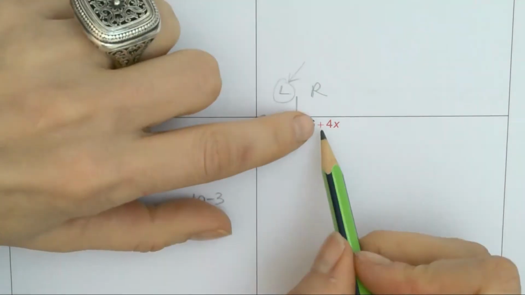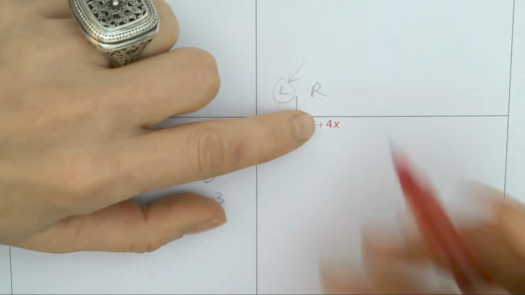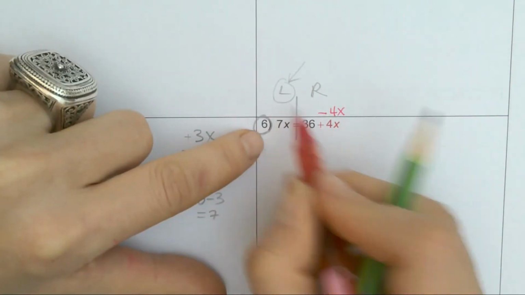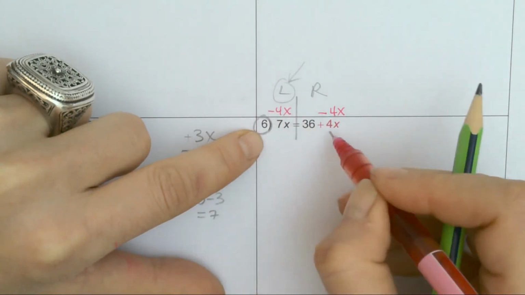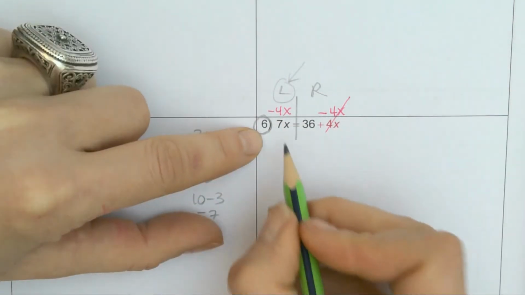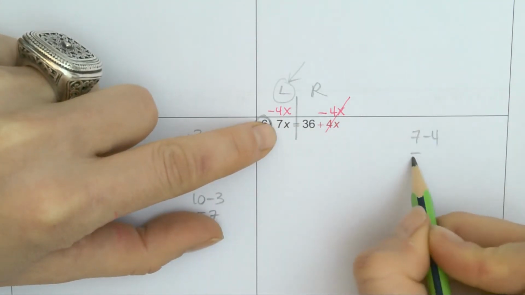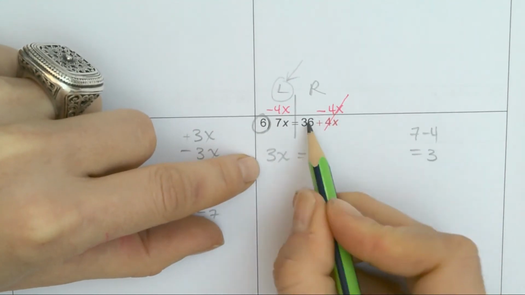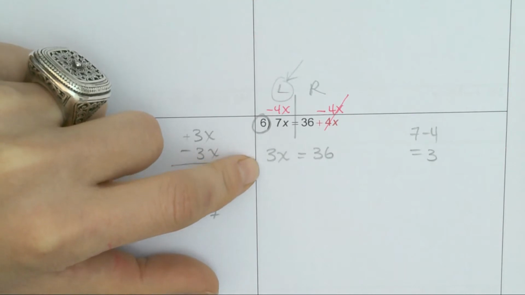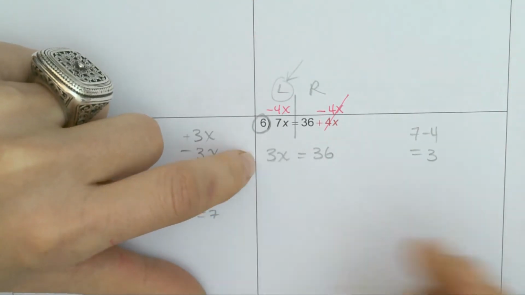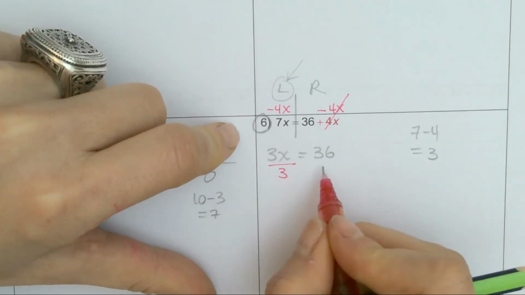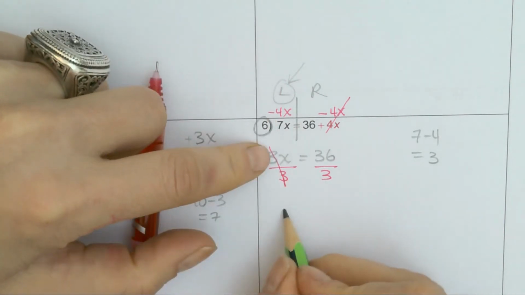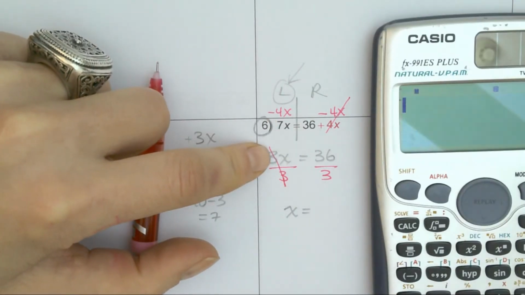He is plus 4x, so to get rid of him I have to do the opposite, minus 4x. I also have to minus 4x from the left side. So 4x minus 4x is 0. Now I have 7 minus 4 equals 3. So now I have 3x on the left side, and that's gone, so I only have 36 on this side. Who's my best friend? 3. Let's get rid of the best friend. I do 3 over 3, same to the other side. That's 1. So 1x equals 36 divided by 3, which is 12.